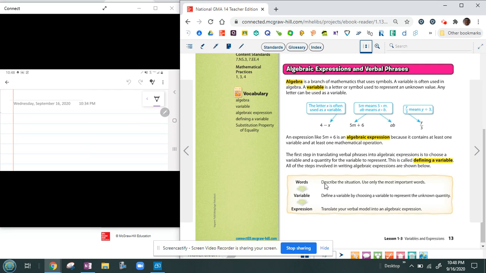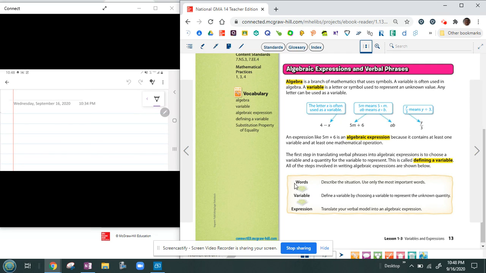One of the big steps here is defining a variable. So when there's some sort of unknown that we don't know a number for yet, we're going to want to define that unknown. We want to give that unknown a variable to represent it. So we'll look at how that works shortly.